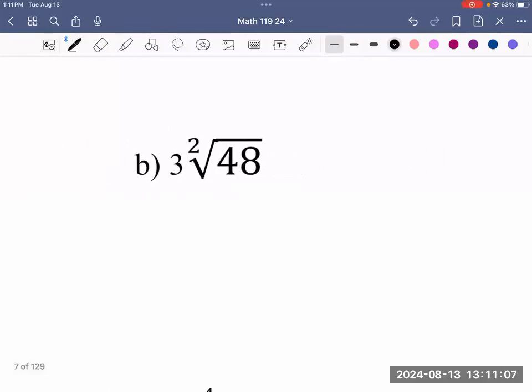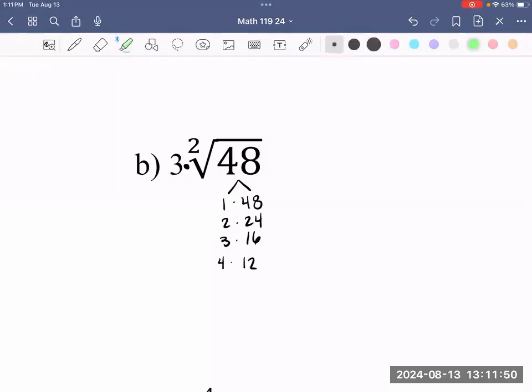If we do it again, this 3 is actually being multiplied with the square root of 48. Well, for 48, we're trying to figure out what has a perfect square. So we can figure out, okay, what two numbers multiply to 48? We have 1 and 48, 2 and 24, 3 and 16, 4 and, what is that, 12? Yeah, 4 and 12.